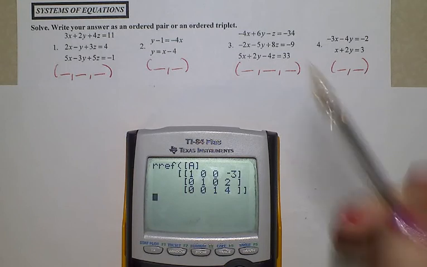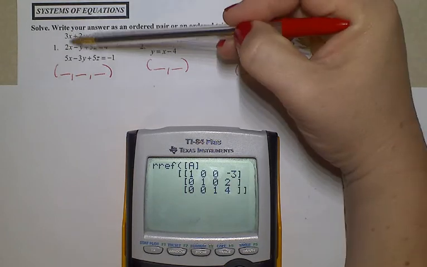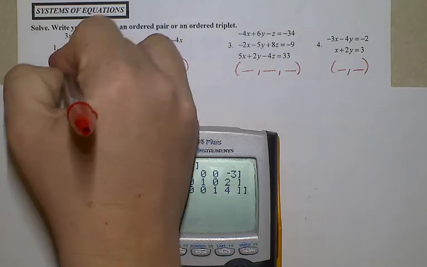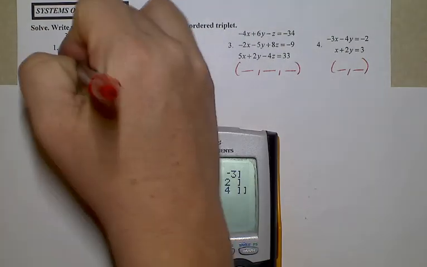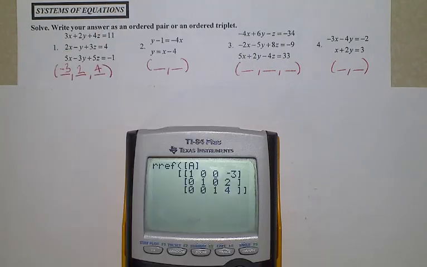Now how do I know which one is the X, the Y, or Z? It goes in order. So X went first, so negative 3 is your X, positive 2 is your Y, and positive 4 is the Z.